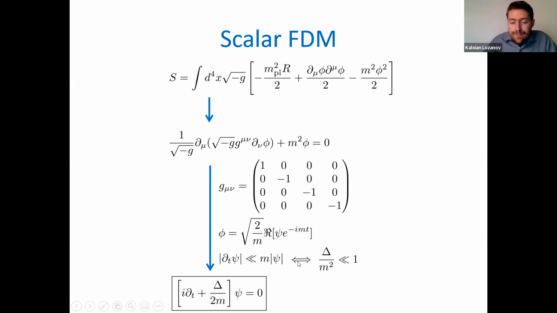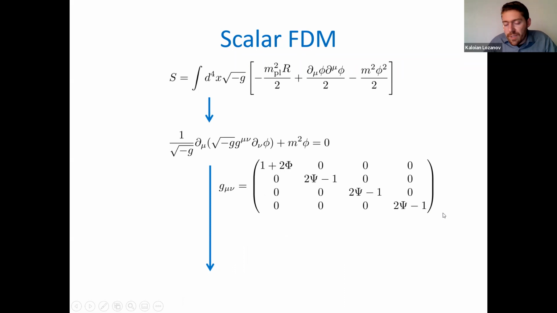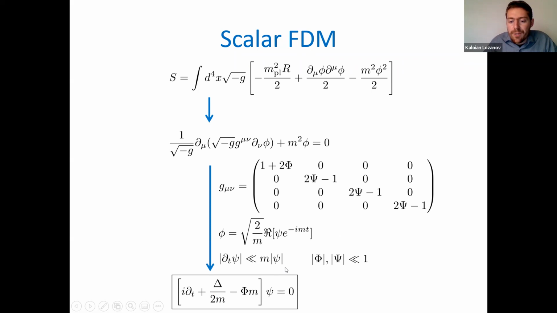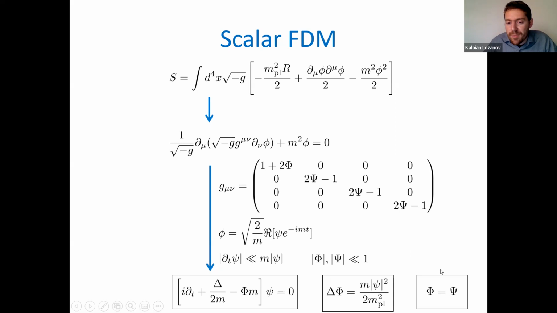We can now add scalar perturbations to the metric to incorporate gravity. Again, decompose phi into a complex psi and factor out the primary time dependence, assume non-relativistic dynamics and weak gravity. And now one can show that to leading order in these small quantities, the Klein-Gordon equation reduces to this Schrödinger-like equation. In addition to that, the Einstein equations give us this Poisson-like equation and a condition on phi and psi.